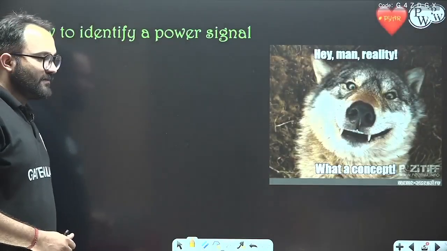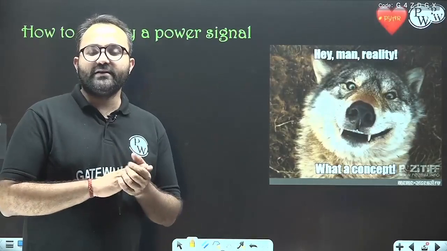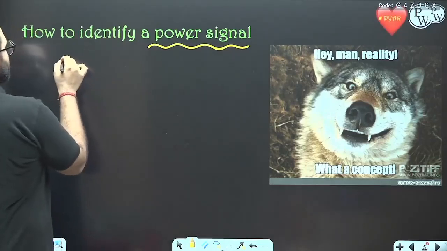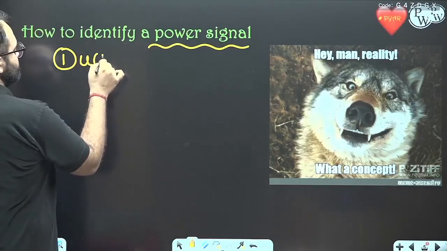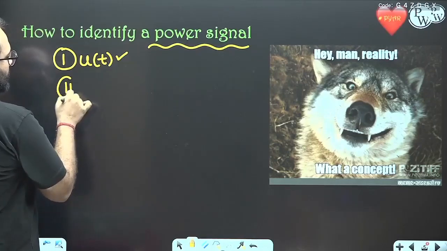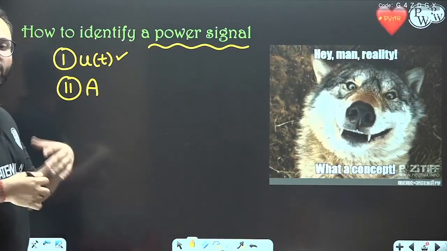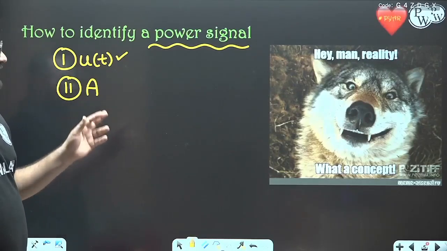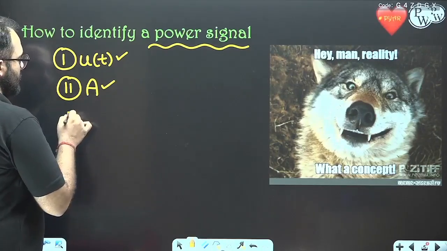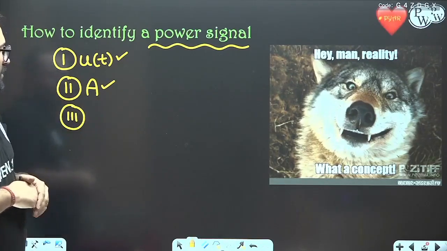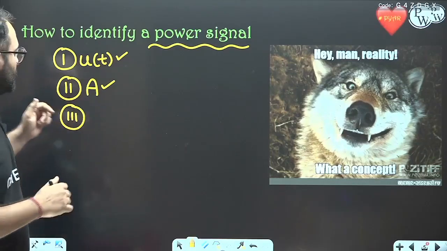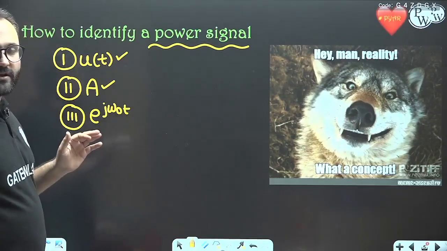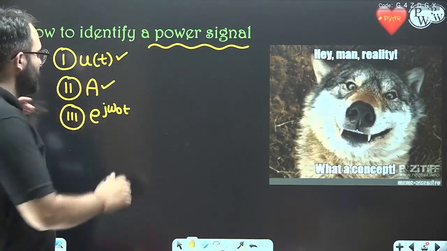How to identify the power signals? There are two methods. Only two types of signals are power signals: constant magnitude, let us say u(t). u(t) is a power signal. Any DC signal, for example any constant signal A from minus infinity to infinity, is also a power signal. Another point: for example, e to power j omega naught t. We know that e to power j omega naught t is a periodic signal, so this is a power signal.